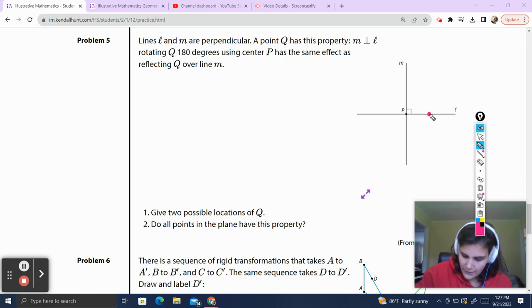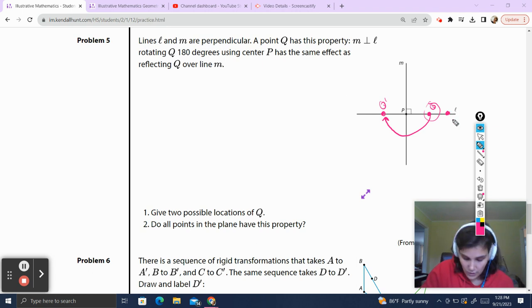So I'm going to then say, what if Q is on this line over here? If we have Q over there, when we reflect it over M, it gets us Q prime over here, and then rotated 180 degrees, also gets us Q prime over there. So there we go. Q could live over here. And if it works for that point, and it says give 2 possible locations of Q, it's going to work for any point on L.